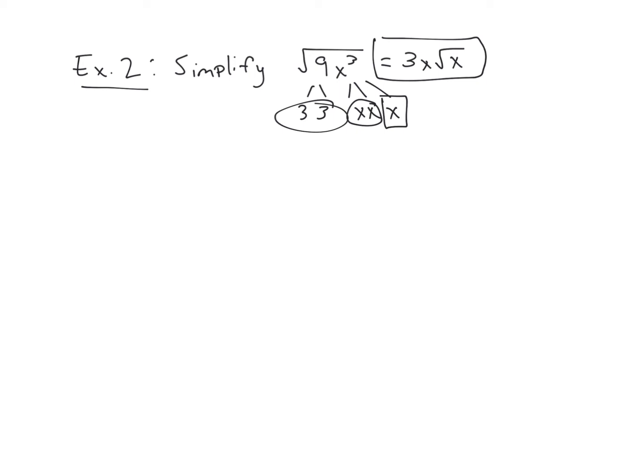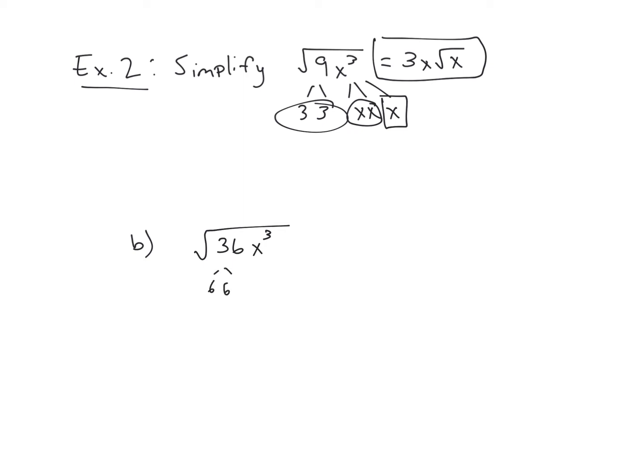All right, so moving on to a second one, I'm going to have you try this one. It's very similar. We're going to do the square root of 36x to the third. So it should be very similar, except we have to think of the square root of 36 instead of the square root of 9. Go ahead and break that one down with the tree and enter your answer when you're ready.